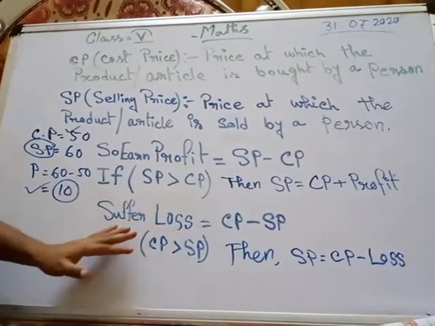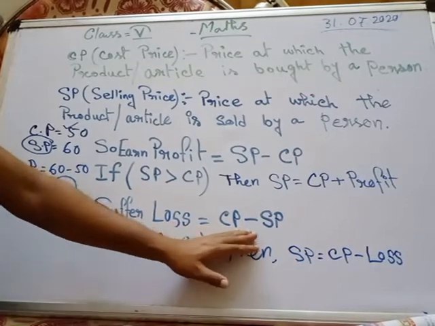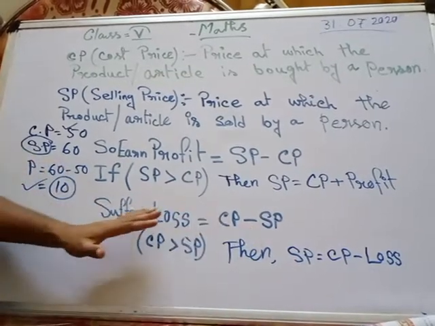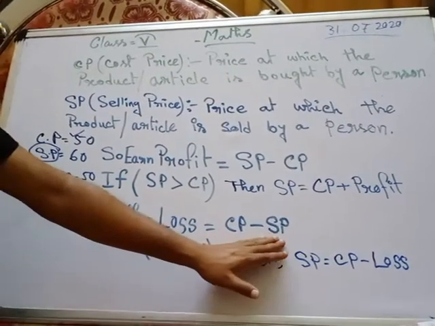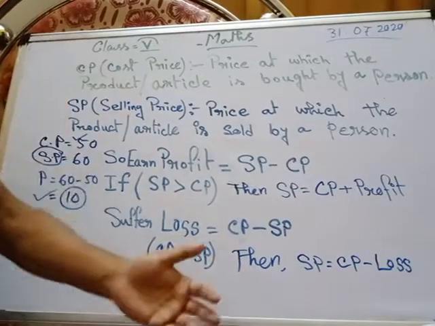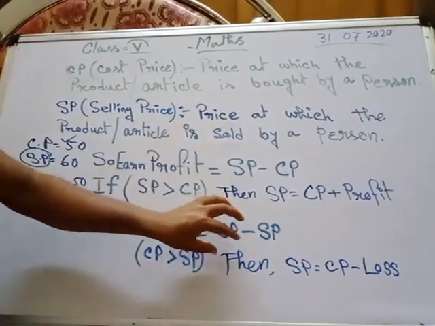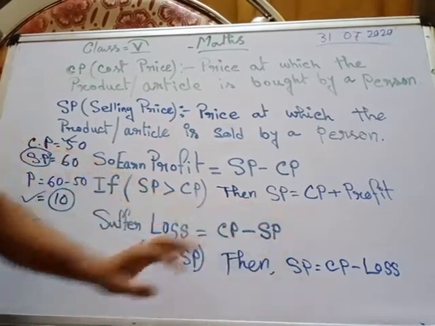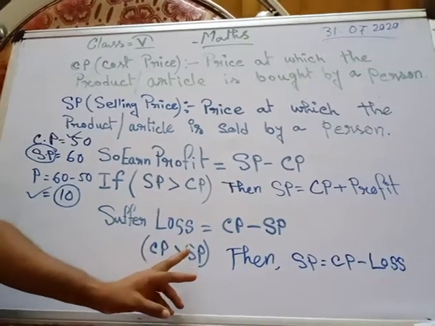Then I will tell you the formula of loss and when you suffer a loss. Loss is CP minus SP, cost price minus selling price. That means on that time the cost price is greater than the selling price.